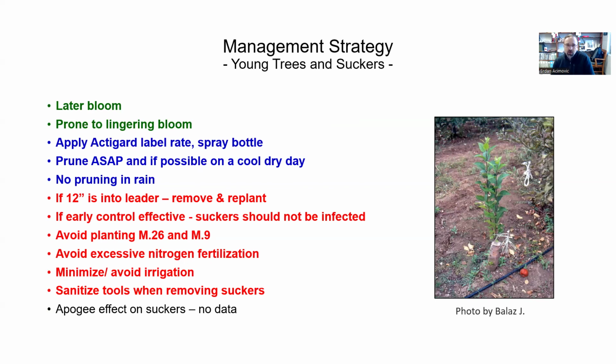If you have effective early control, in general you should just never get the infection on the suckers. If that happens, the pathogen can easily get into the rootstock, and if you have M26 or M9, those rootstocks are going to die pretty quickly from fire blight. Don't use excessive nitrogen, because that's going to promote more susceptible tissue to develop, and try to avoid irrigation at that time. Definitely sanitizing tools is going to help you prevent the pathogen from spreading further.